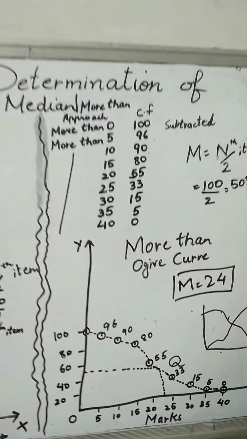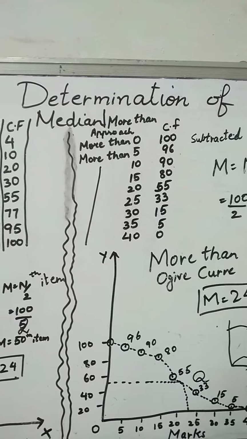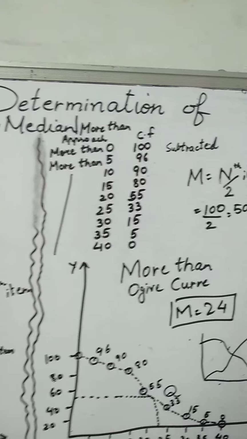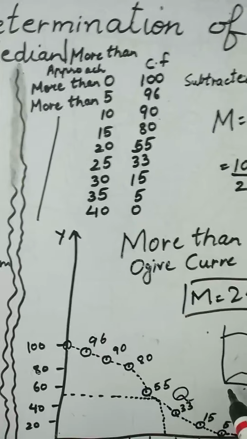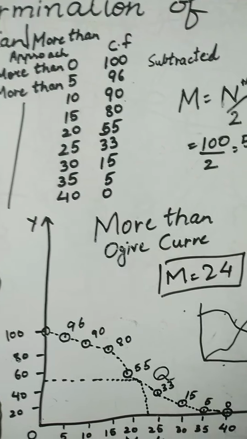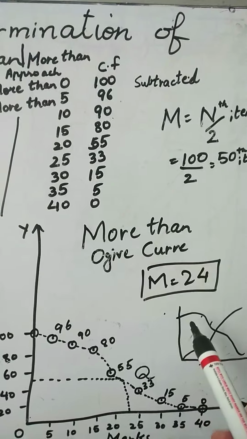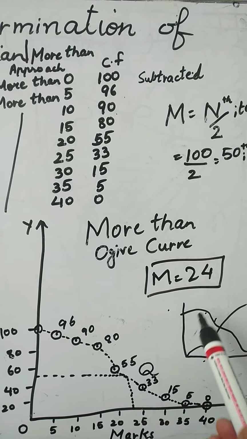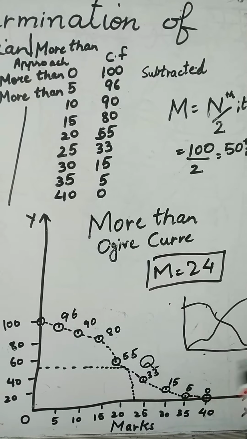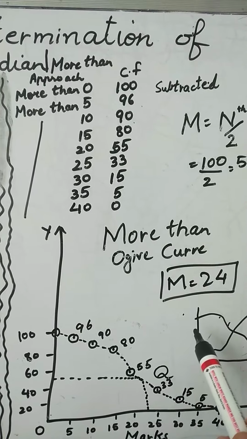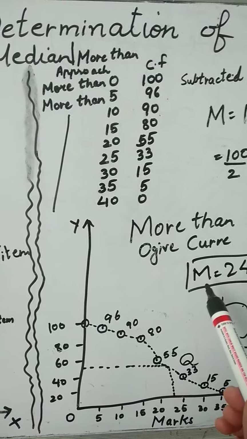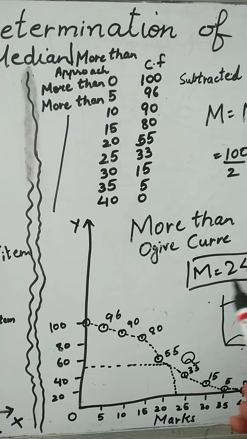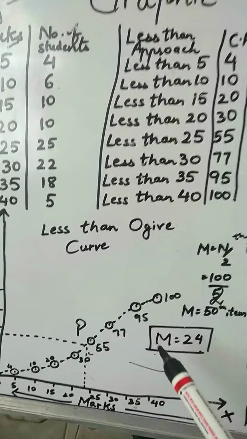We can be told to find the more than as well as the less than ogive for the same data. In that case, we are going to get the curve like this. This is the less than ogive, and this is the more than ogive. We can plot the more than as well as the less than ogive on the same graph, and we will get the figure like this. Clear? And we can find the value of median. The value of median will remain the same for both cases. For more than ogive it was 24, and for less than ogive again it was 24.